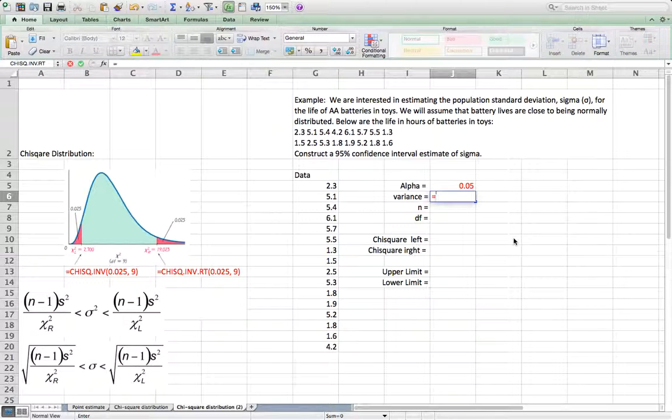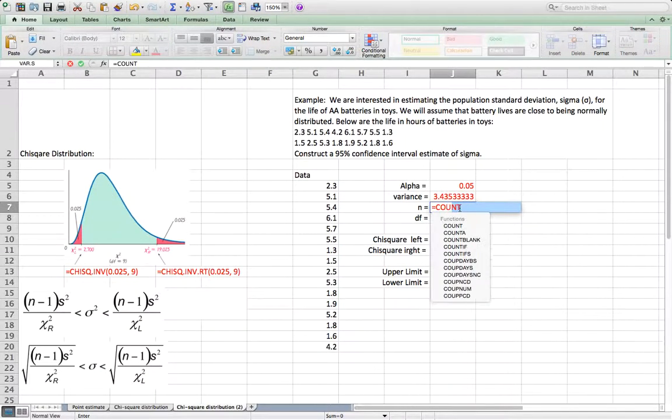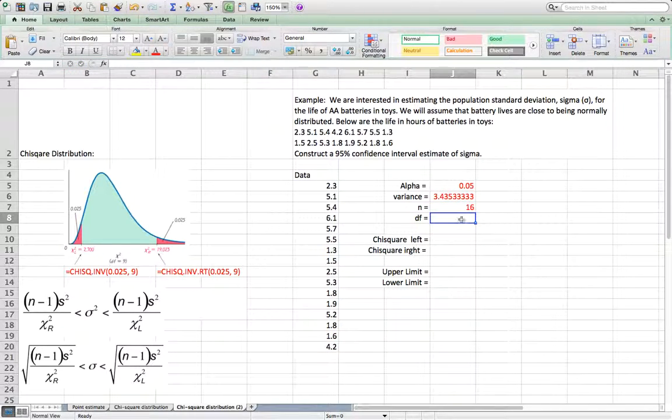Then your variance, you use the formula for sample variance. Then you drag it down the data range. Okay, then you hit the enter key, then it is 3.43. Then your n, you can use COUNT if you wish to. Now this count, wait, I need to put it inside the parenthesis, then go down. Okay, this is 16. Degree of freedom is always equal to n minus 1. That is 15, which is your size minus 1.